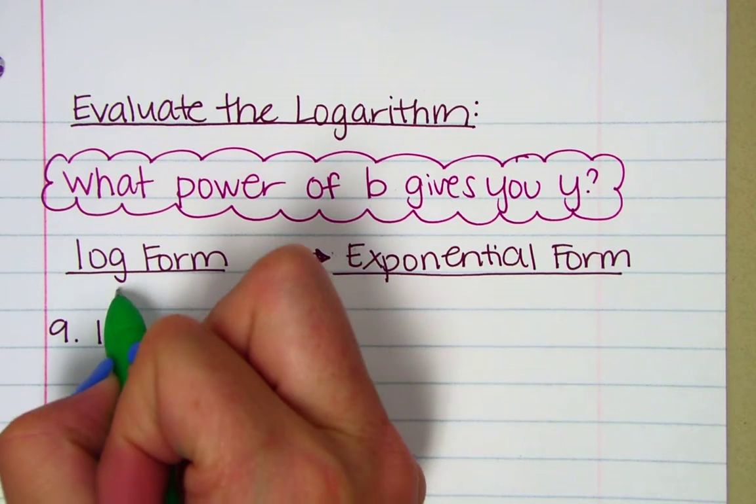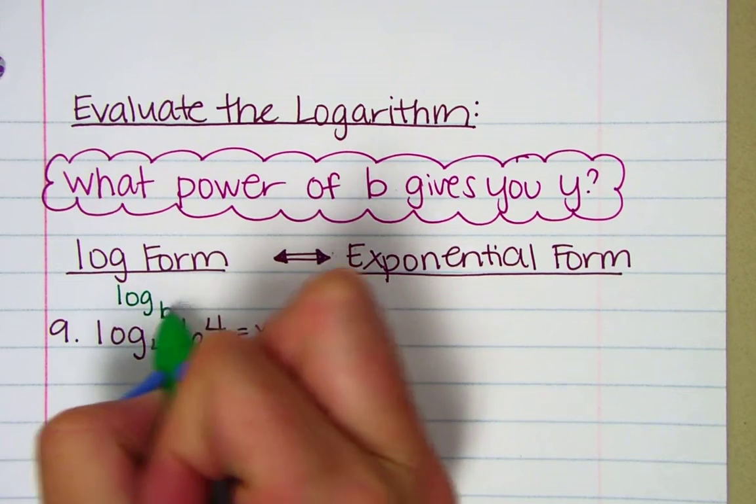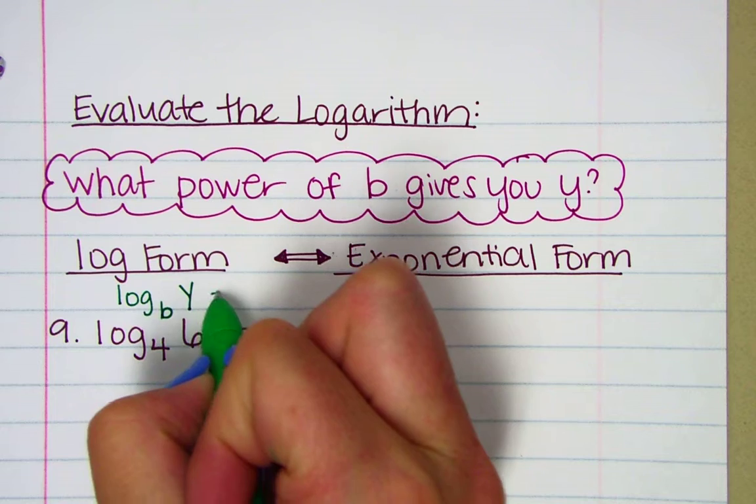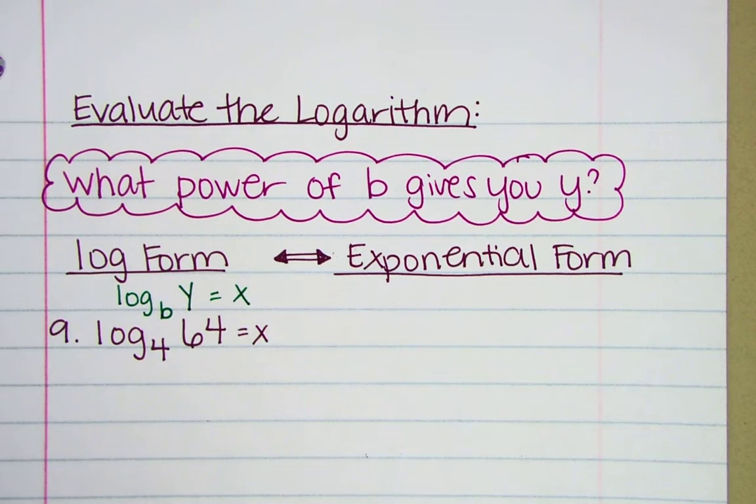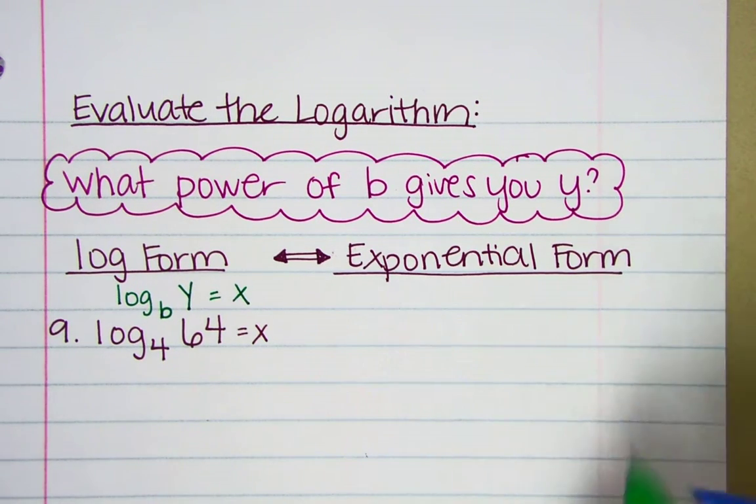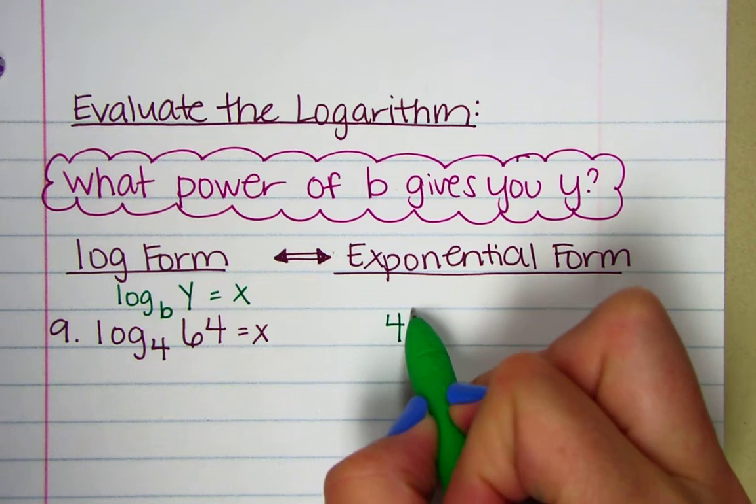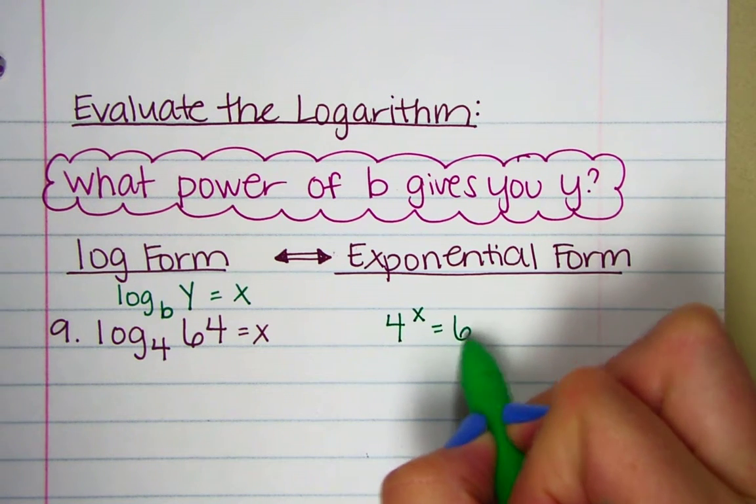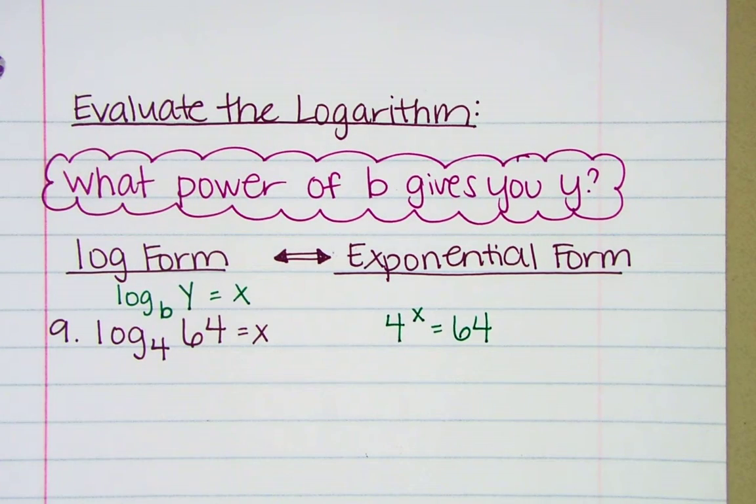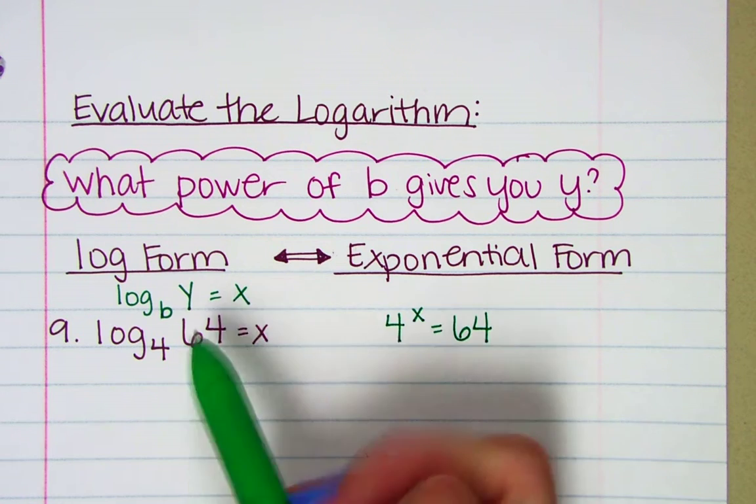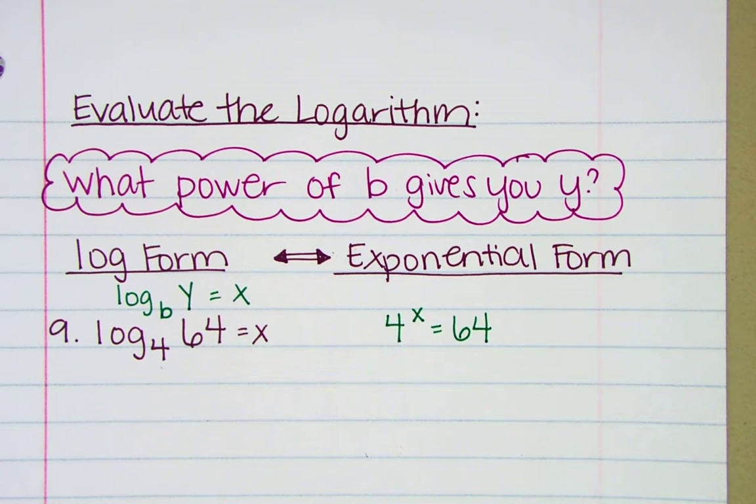All right, so this is like this, log base b of y equals x. So whenever I solve it, it's basically saying 4 to the x power equals 64. Just like we just learned, 4 to the x power equals 64. So we're trying to find out what x is. Now, some of these you might know right off the bat. Some of them you might have to work it out a little bit.